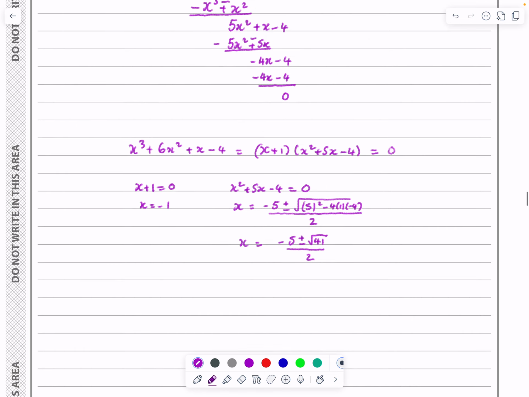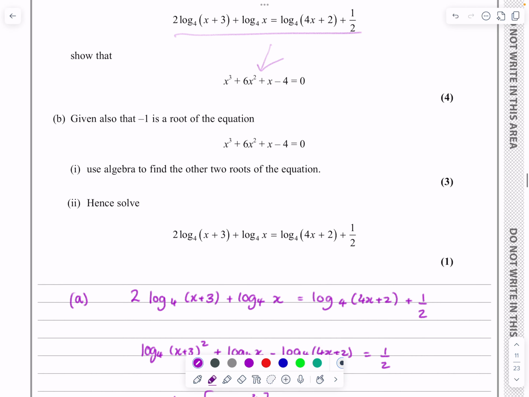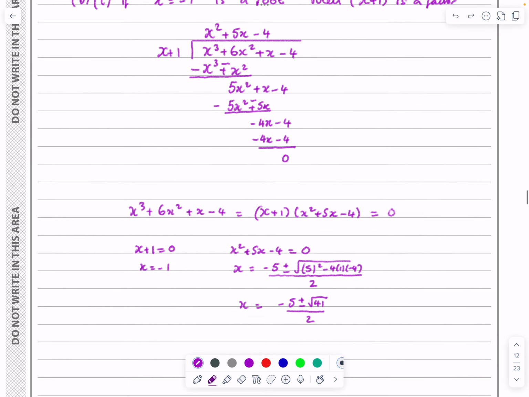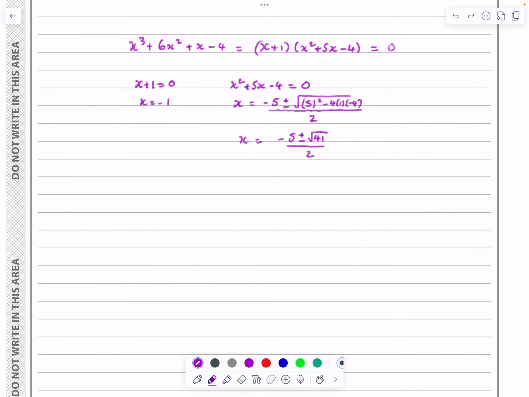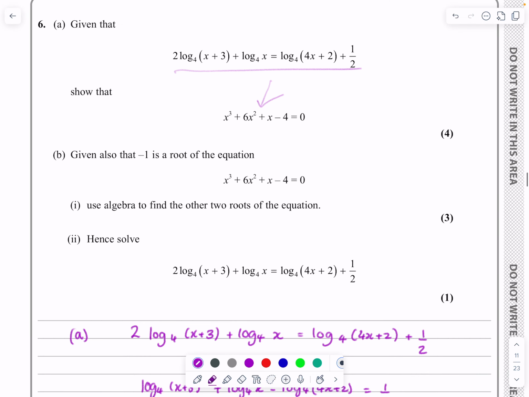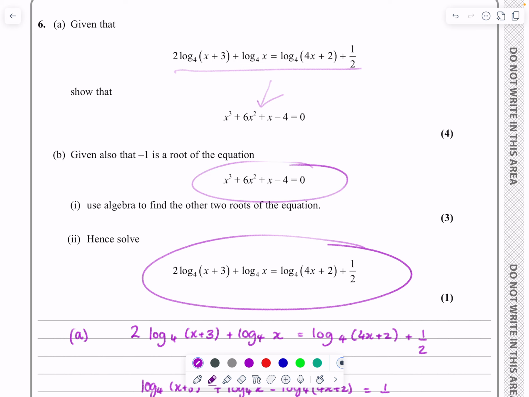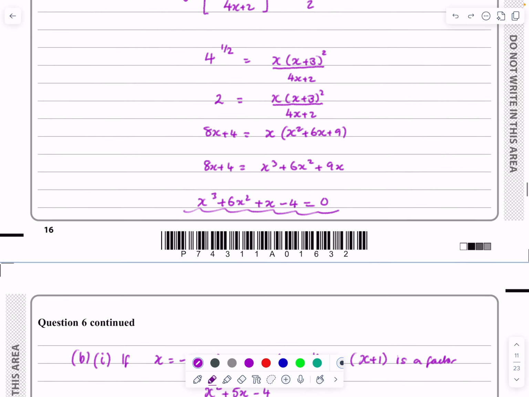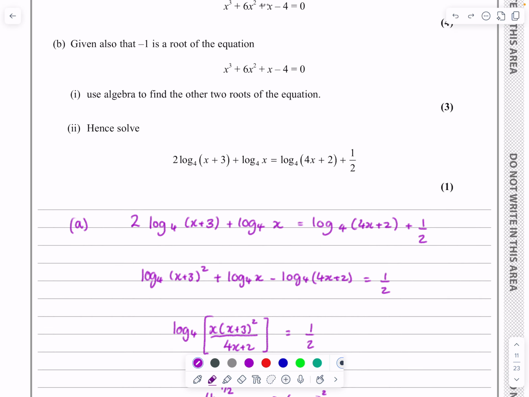So what were we trying to do? We were trying to find the other two roots of the equation. So the other two roots are minus 5 minus root 41 over 2 and minus 5 plus root 41 over 2. Part 2 says, because we've done that, can we actually solve this equation? Well, solving this equation is solving this equation. So I'll just use that bit up there.